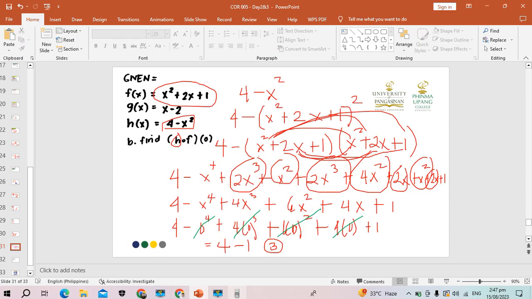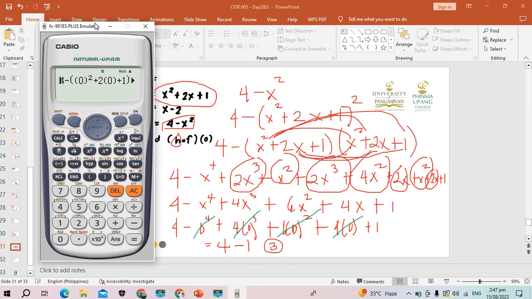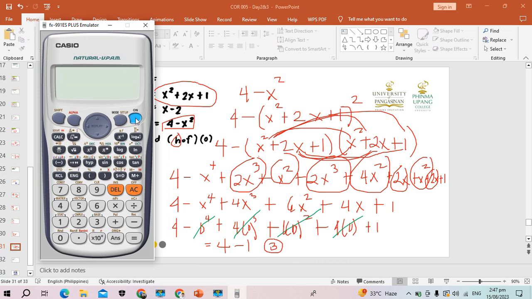I-double check natin. Ulitin natin ulit. Kung gusto niyo yung shortcut, ito ang shortcut. 4 minus x squared. Yung x natin dito, palitan natin ng 0. Lagay niyo dyan 0 squared, tapos plus 2, tapos yung 2, mayroong 0 ulit, tapos plus 1, tapos i-close natin, tapos may exponent na 2. So, 3 is the final answer.